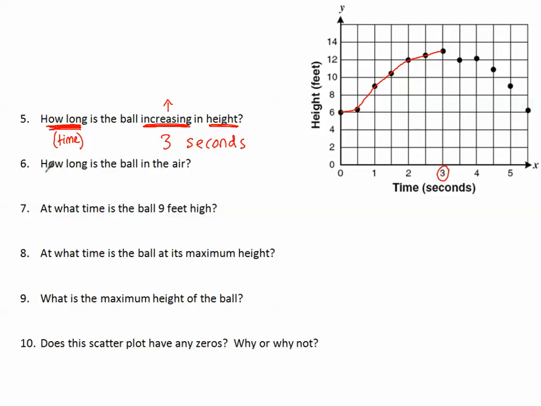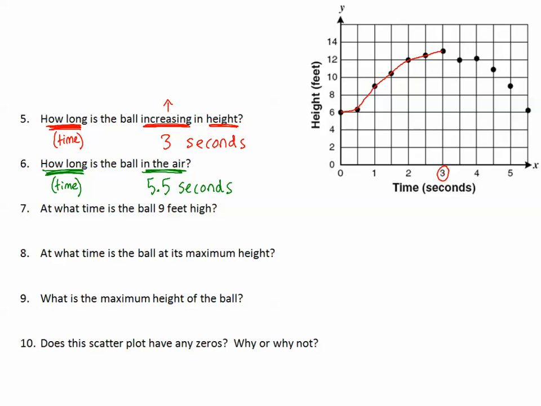Next, how long is the ball in the air? So again, how long is time in the air? Well, from the moment that he lets go, he's throwing the ball until the time that it's caught by another player, perhaps. So all of this time it's in the air, 5.5 seconds.